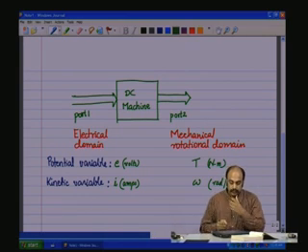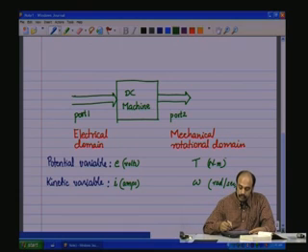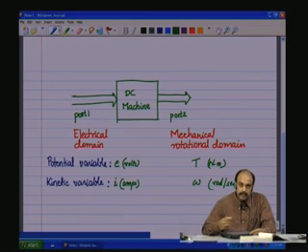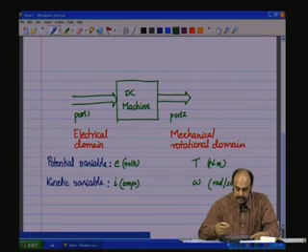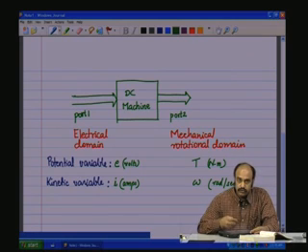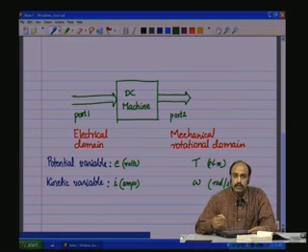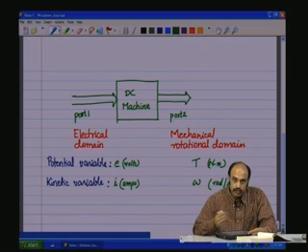So, E on one side, torque on the other side are the effort variables or potential variables. I on the electrical side, omega on the mechanical side are the flow or the kinetic variables. The product of effort to flow on each side is always going to be watts, that is the power flow.